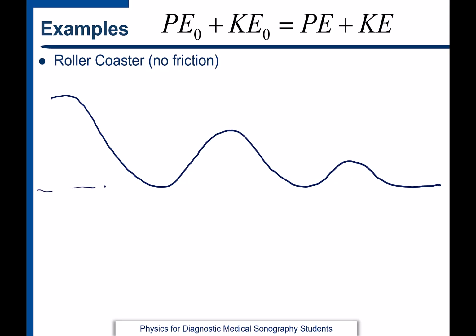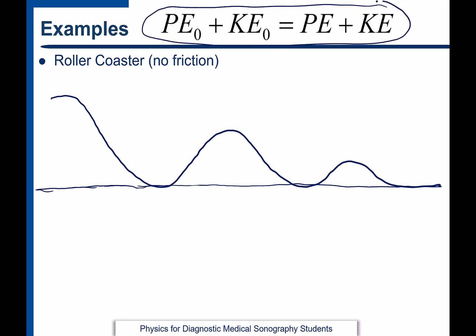And let's say that this is the ground level here. So our conservation of energy has to be true. By the way, if there were friction here, it's a little different, but we're only going to look at the case of no friction. Let's say that our little roller coaster here starts out and it has an initial potential energy of 1,000 joules. And it's initially at rest, so its initial kinetic energy is 0 joules.